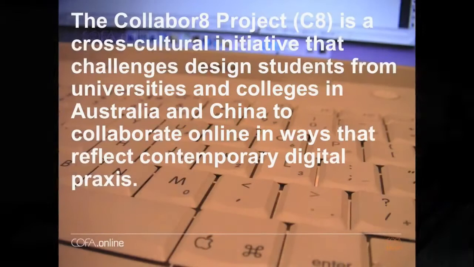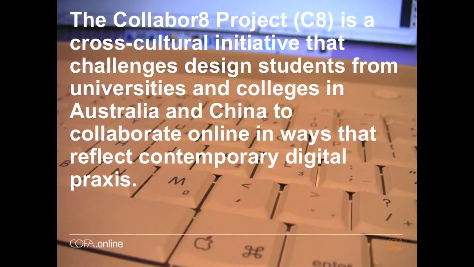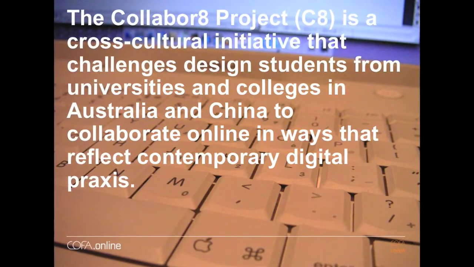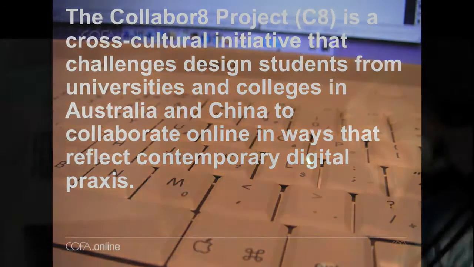Collaborate project is a project that challenges primarily design students, but more recently students from other disciplines as well, in Australia and China, to collaborate online in ways that reflect, we believe, contemporary network practices.